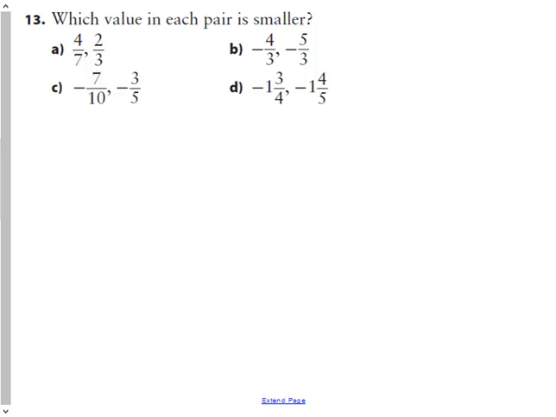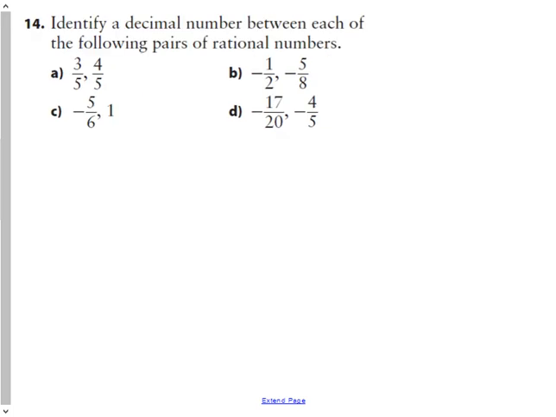Question 15 or 13 we're going to skip because it's the exact same as 14, just asking the opposite question. Question 14 gets a little complicated. It says identify a decimal number between each of the following pairs of rational numbers. So there are multiple ways to do it. The first thing I'm going to do is show you how to do it with fractions.